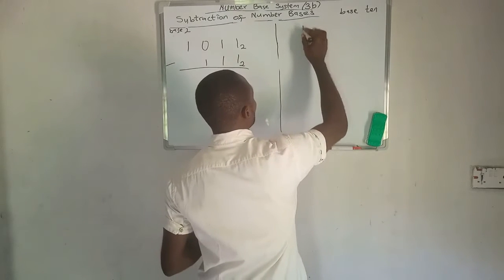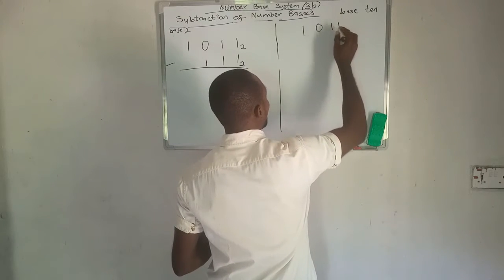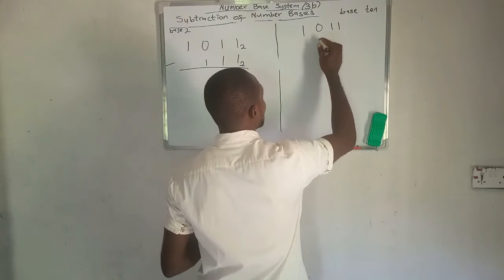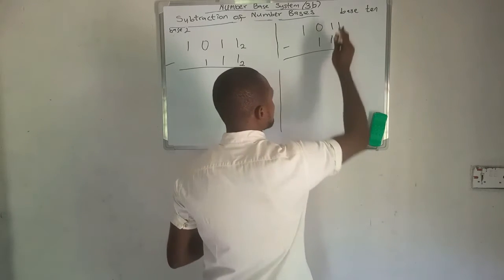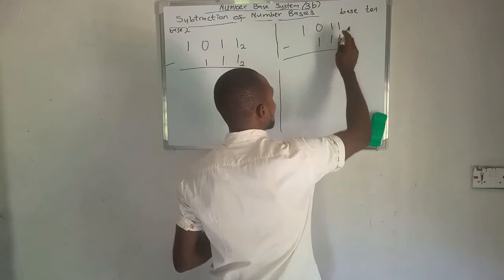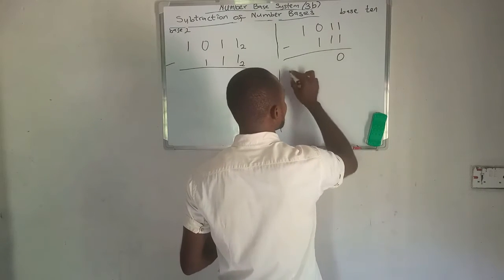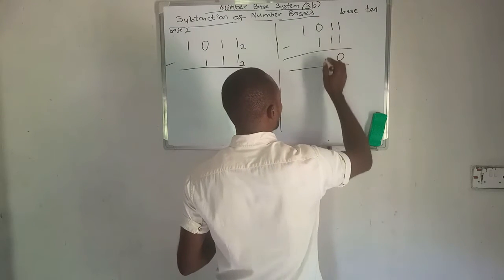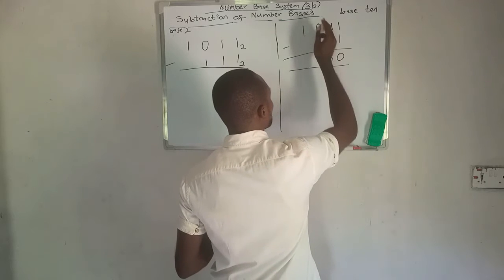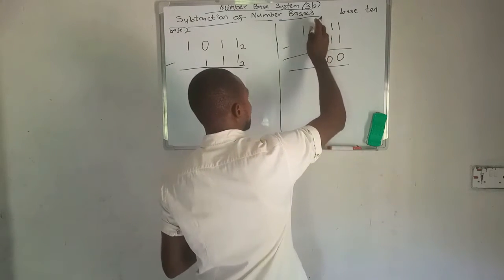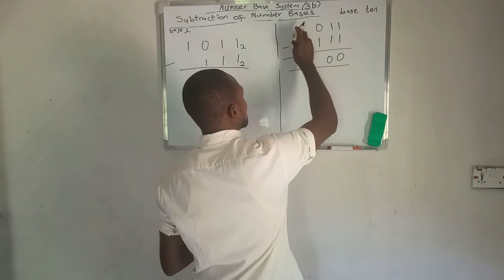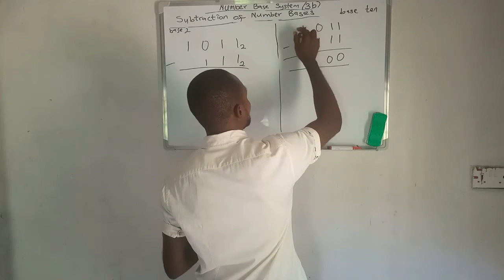So let's have 1011 minus 111. We assume that we are using base 10 here. So let's subtract this. Subtracting this, we have 1 minus 1, we have 0 here. Then 1 minus 1, we have 0 here. Now 0 minus 1. So we cannot take out 1 from 0. What do we do? We take 1 from here, and this will be 0.